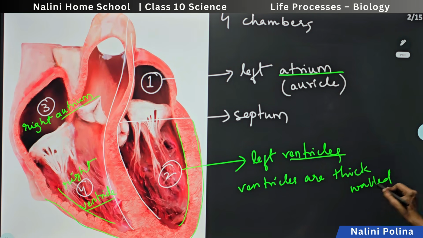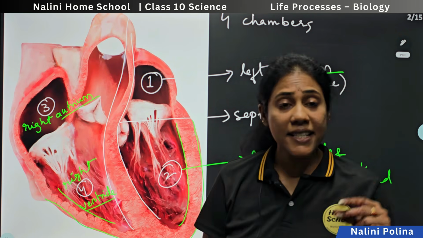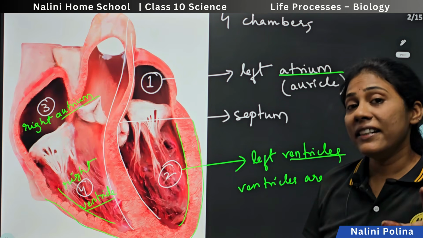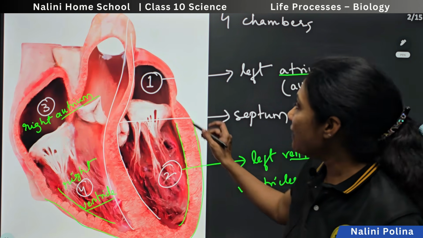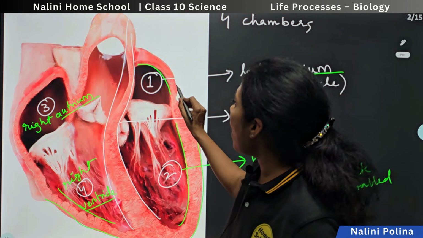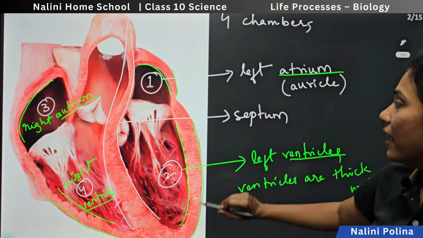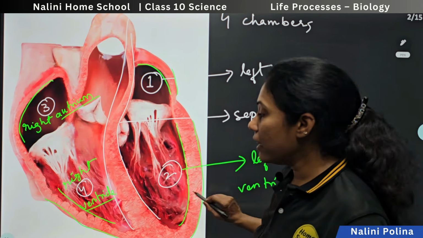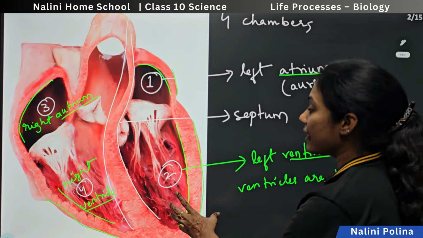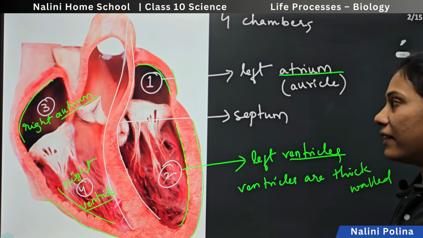So the walls of the ventricles are very, very thick. There is a reason for this. I will tell you a little later. Okay, and look at the walls of the auricles or atria. See, atria walls are thinner compared to the ventricle walls. So this is again a point to be noted here, right?